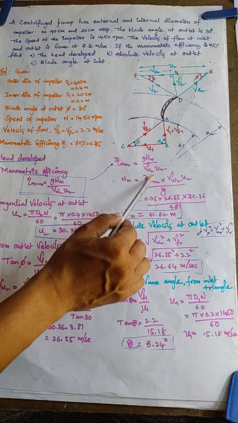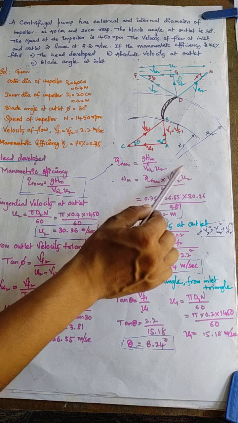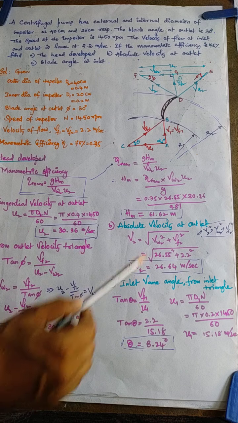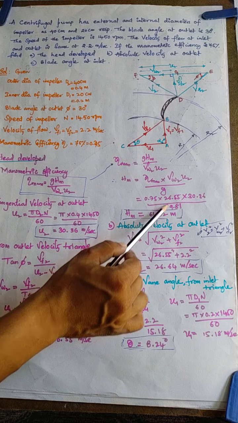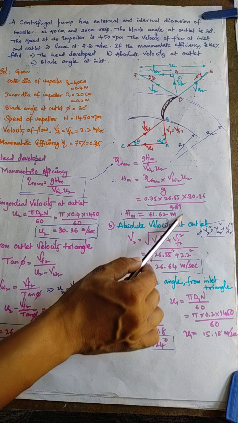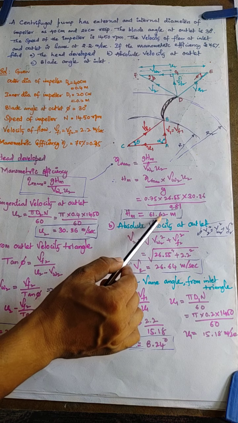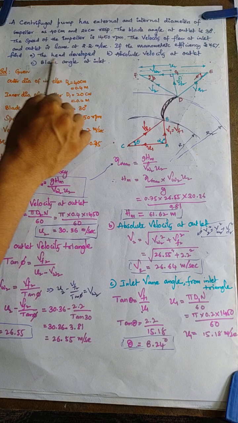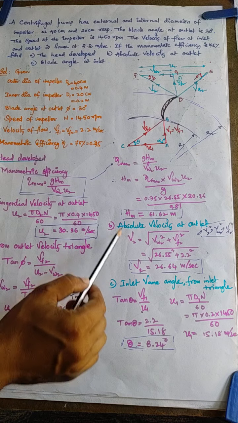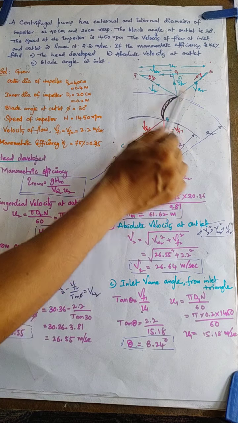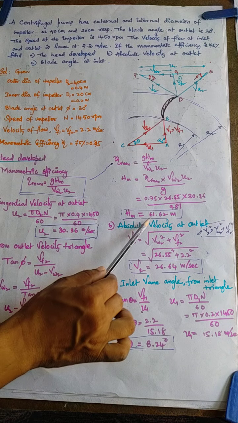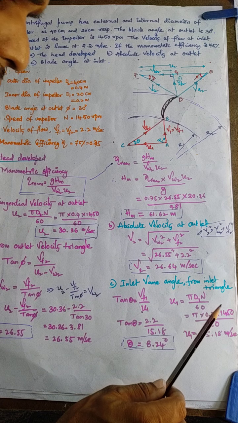Substituting the manometric efficiency, whirl velocity, blade velocity and gravity values, you will get the head developed equal to 61.62 meters. So the first value is the head developed. This is the total head developed by this pump, that is 61.62 meters.